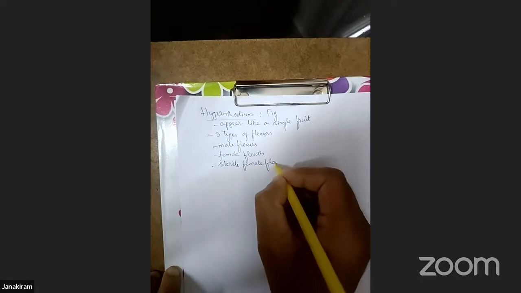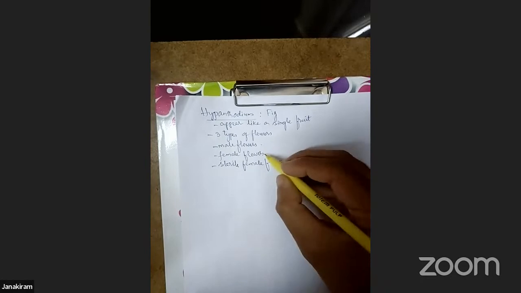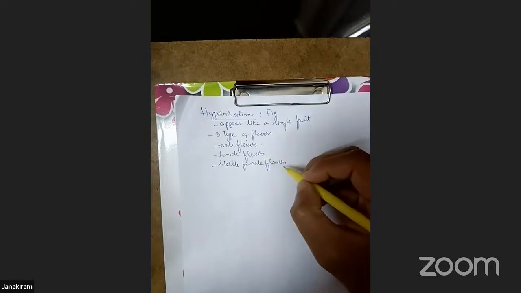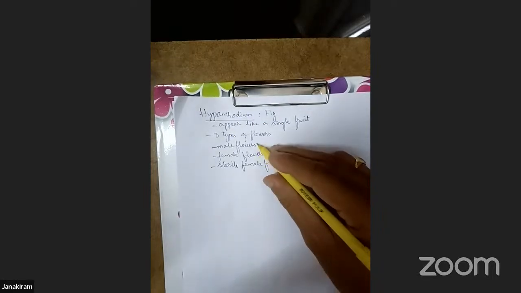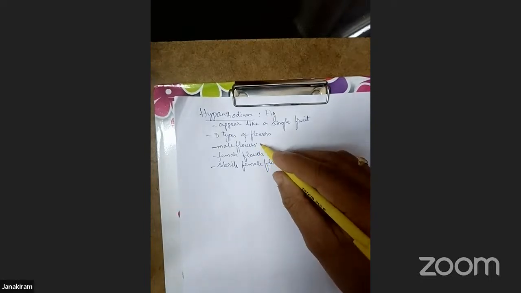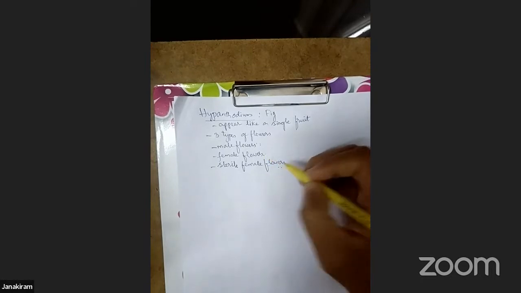Sterile female flowers. Male flowers means which have only stamens without gynoecium. Female flowers means they have only carpels or gynoecium without stamens. Whereas sterile female flowers also have the gynoecium, but that cannot participate in the reproduction. So that means these two are fertile flowers, and these are the sterile flowers. Okay. So here many male flowers are present, many female flowers are present, and many sterile female flowers are present.